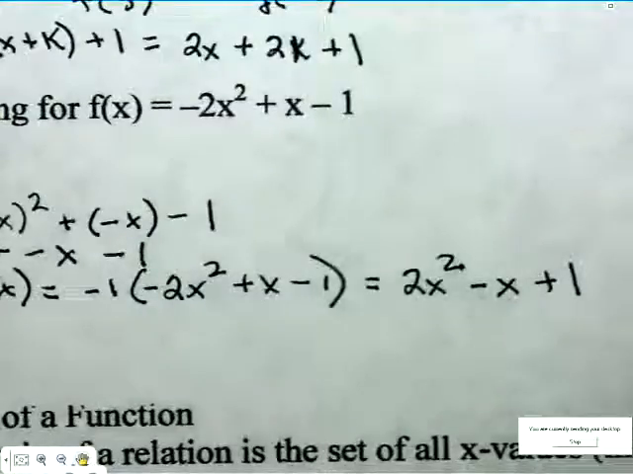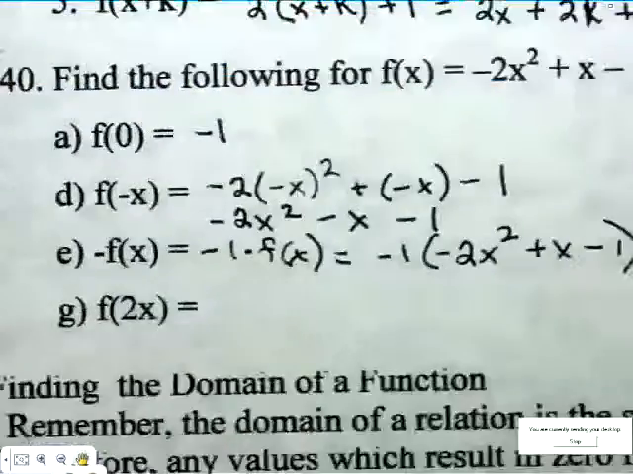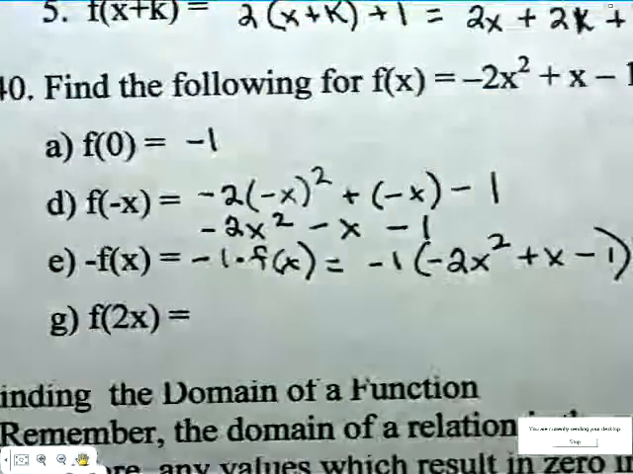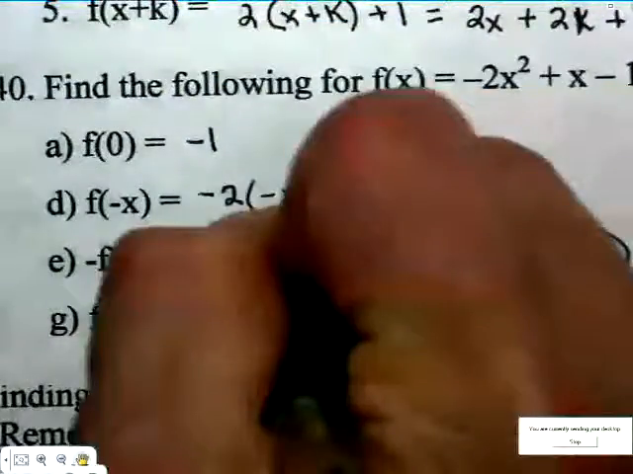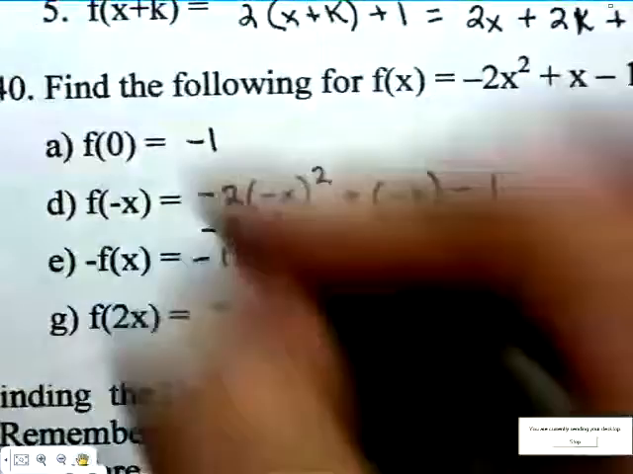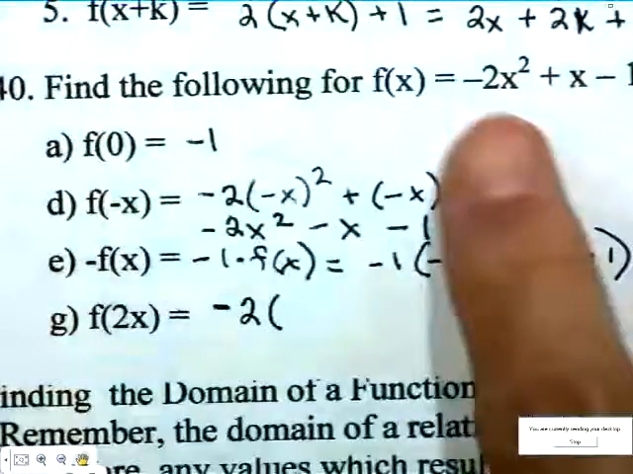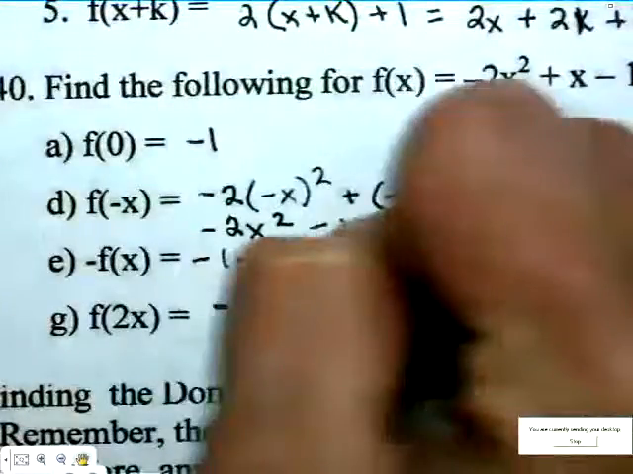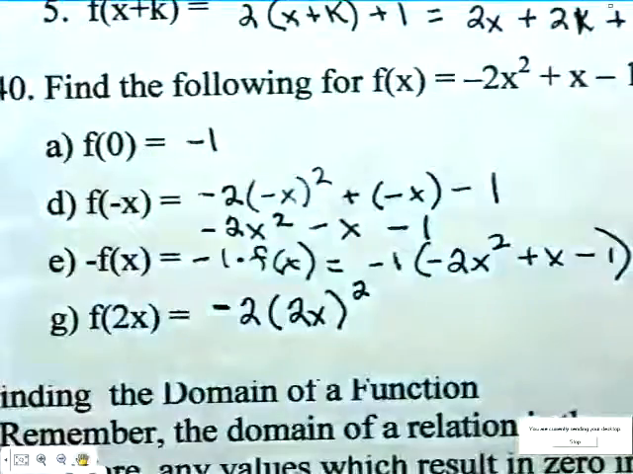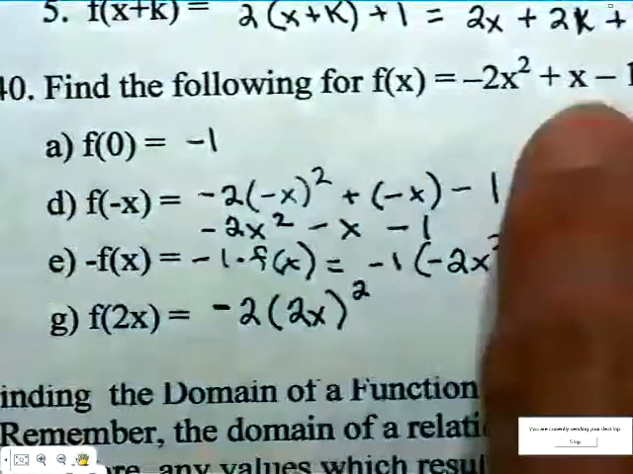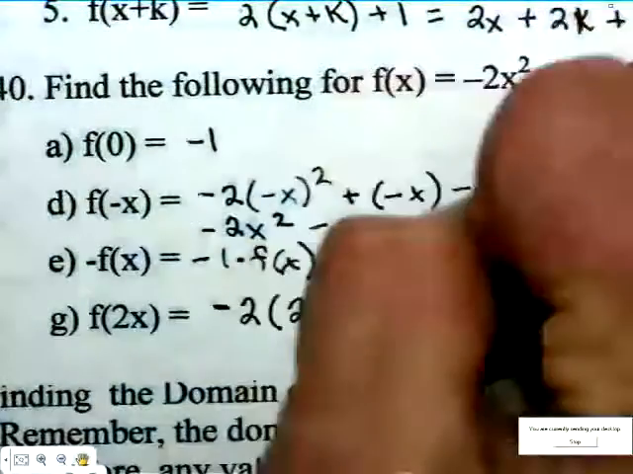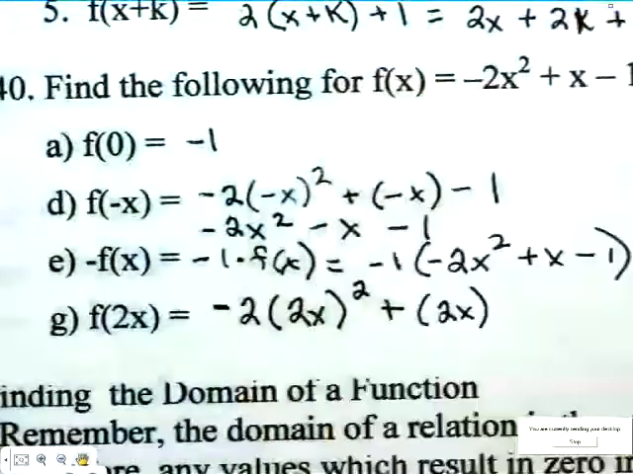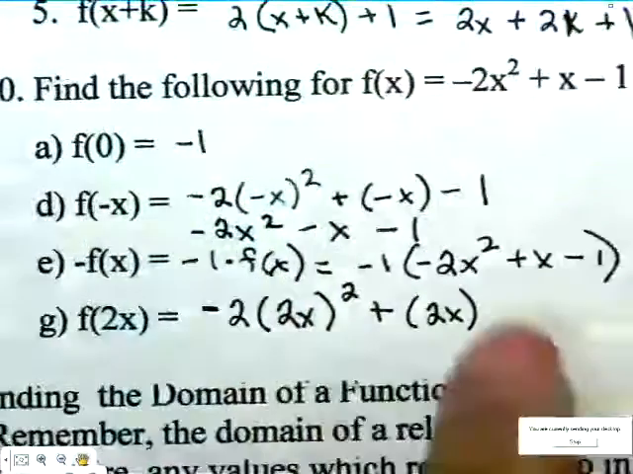G part, find f of 2x. Use parentheses to show that 2 is part of the base. You have negative 2 times, in place of this x, we now have 2x. It's still squared. In place of this x, we now have 2x, and we still have our minus 1.